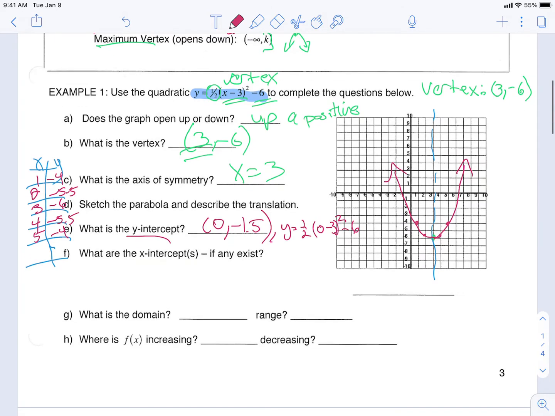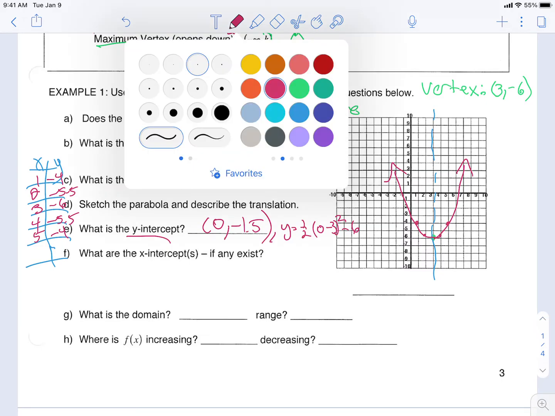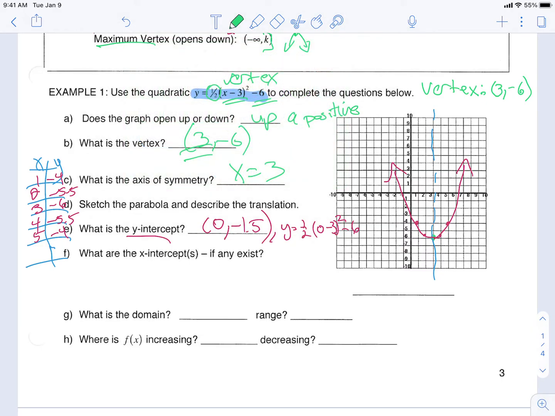Now the x-intercepts are a little bit more work. You can't always tell by looking at the graph. You can't look at this graph and say like, oh yeah, it's right here and here, and don't you dare say there's no x-intercepts. It's clearly crossing the x-axis. So how do we find the x-intercepts? Well, we know one universal truth is that x-intercepts, they all have a y value of 0.